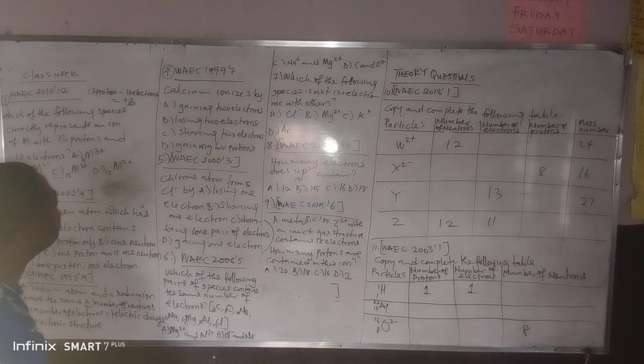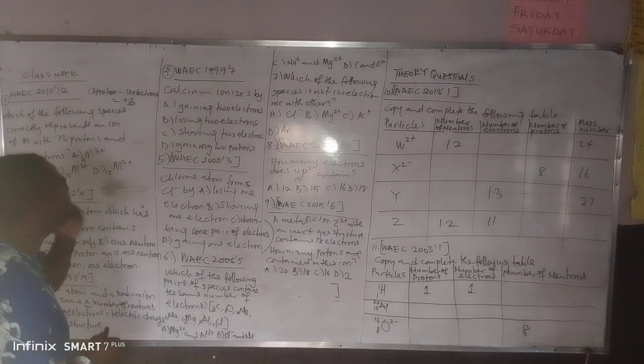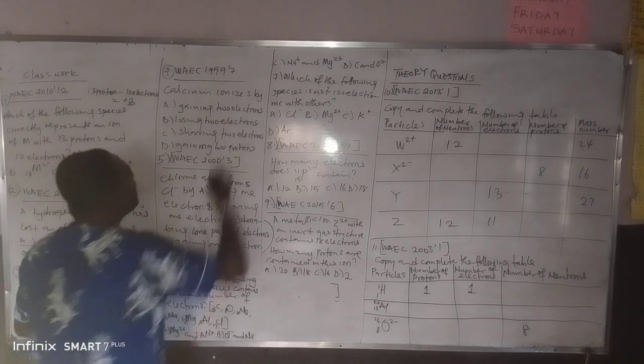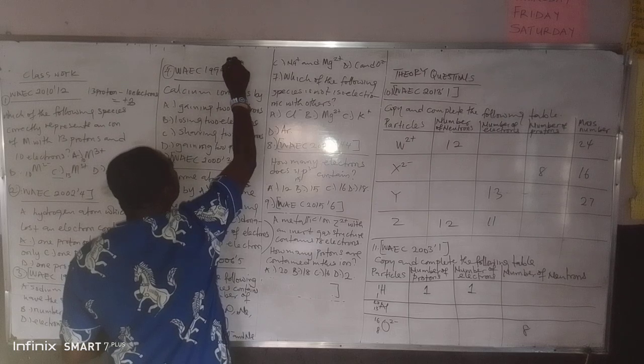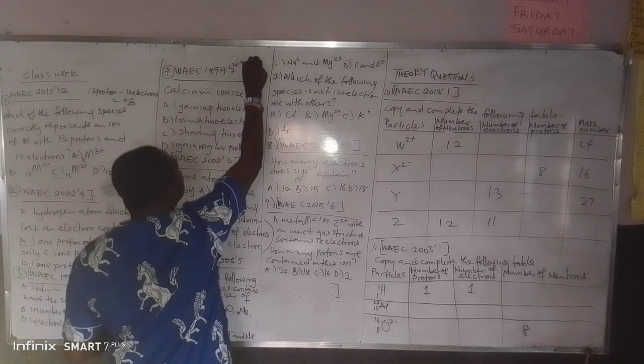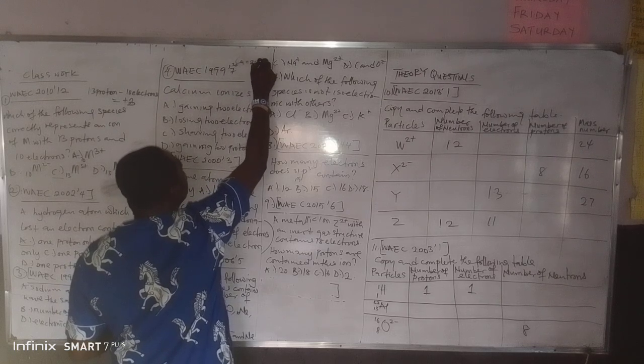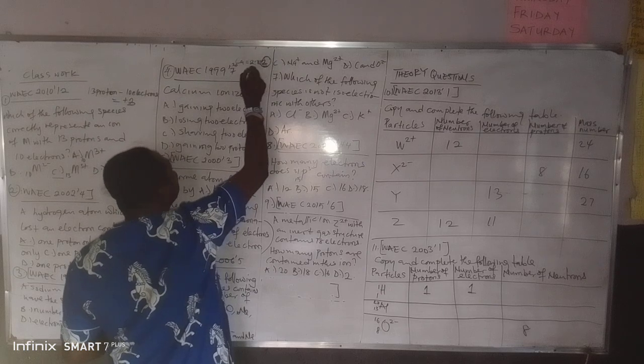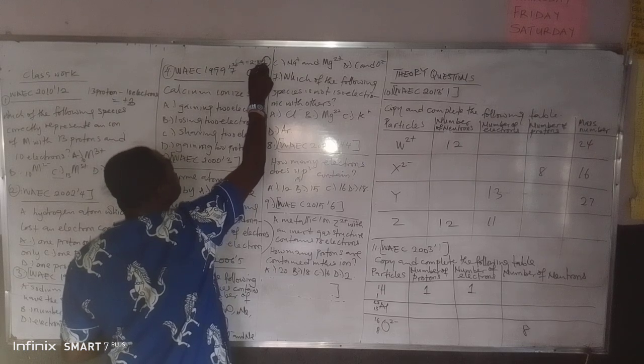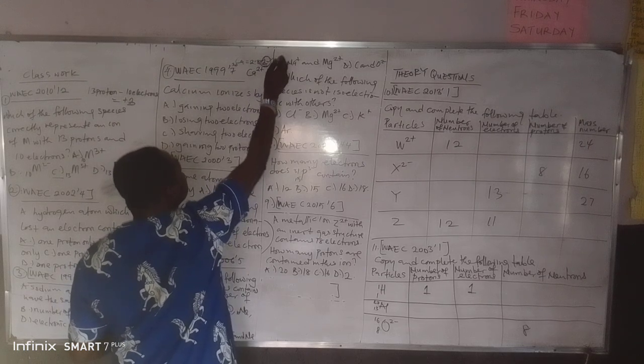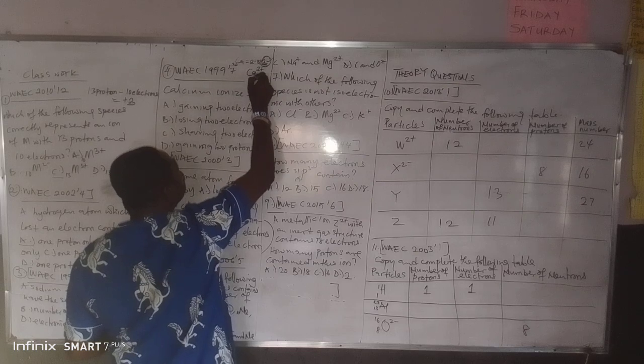Number 4, which is 1999 question 7, says calcium ionizes by what? Don't forget that calcium is Ca 20. So the configuration is 2, 8, 8, 2. I told you when anything here is 1 or 2 or 3, it just carries as Ca 2 plus. It has lost 2 electrons, and the configuration is now going to be 2, 8, 8.